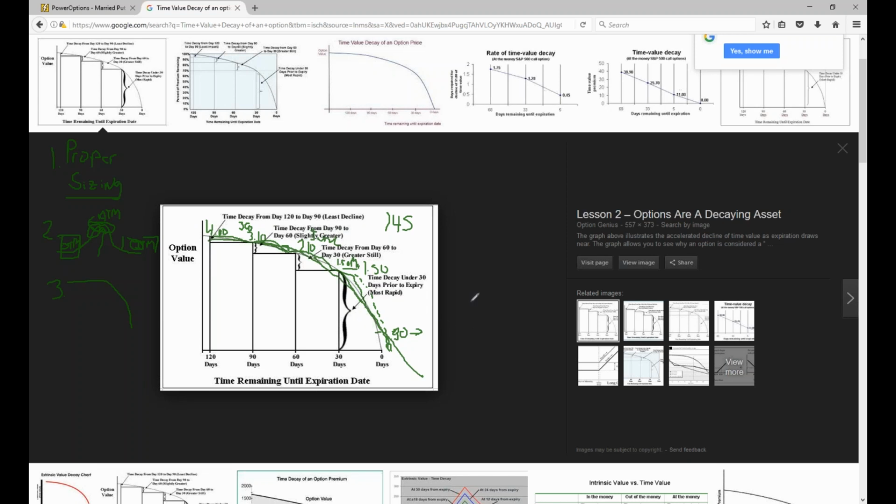That's what the red line is. What does this also illustrate to us? Well, it illustrates that when we're selling, we want to be selling here to get the rapid time decay in our favor. And when we're buying, we want to be buying further out in time.